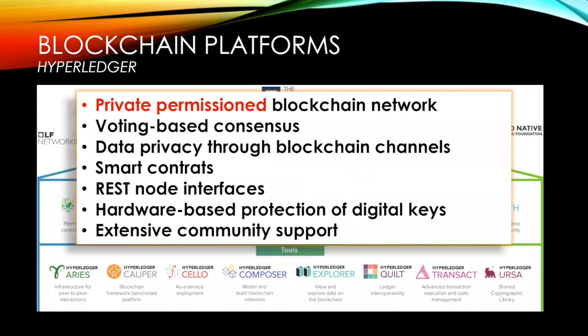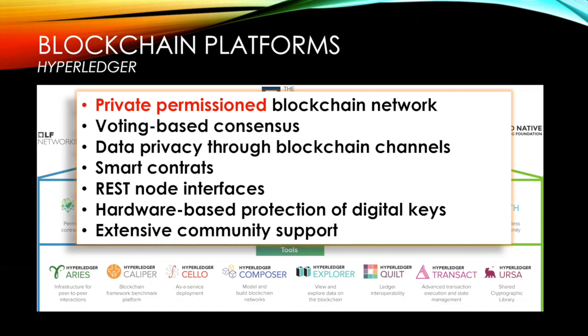Data privacy is provided through the blockchain channels in Hyperledger Fabric. You can create individual groups within your blockchain network, and only people that have been allowed into that group can see the data stored in that particular group or channel. Not all blockchain platforms provide the ability to do that. It does use smart contracts, as they all do.